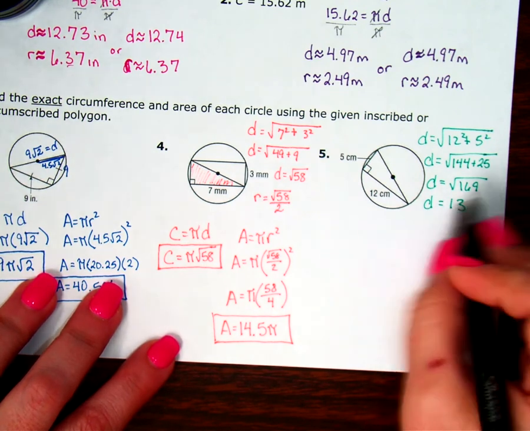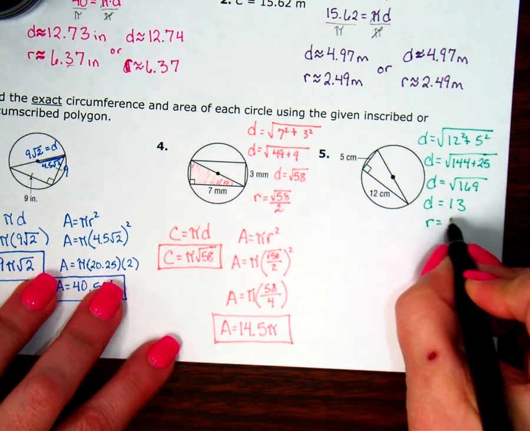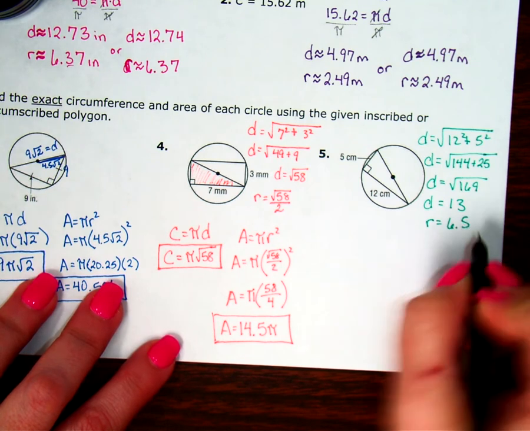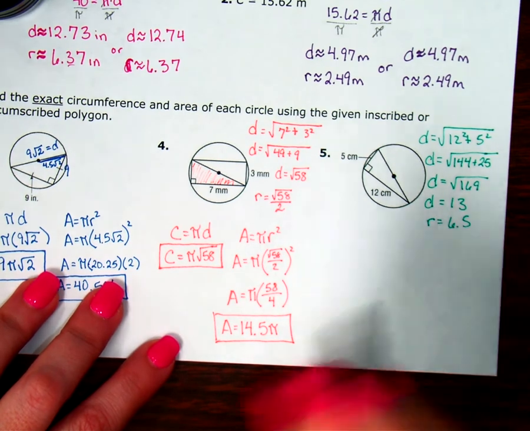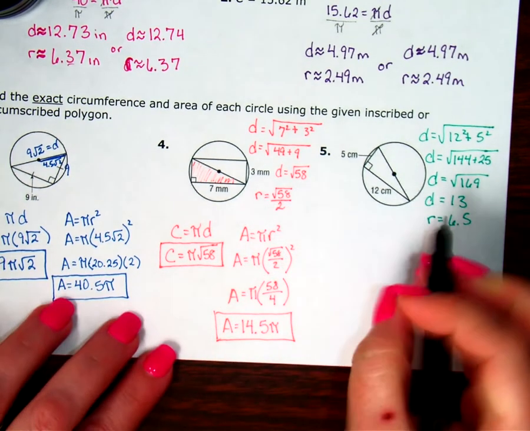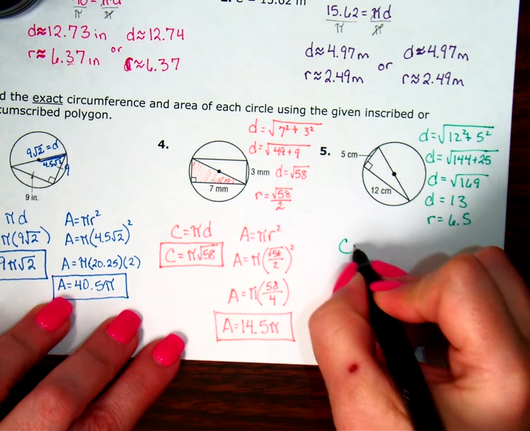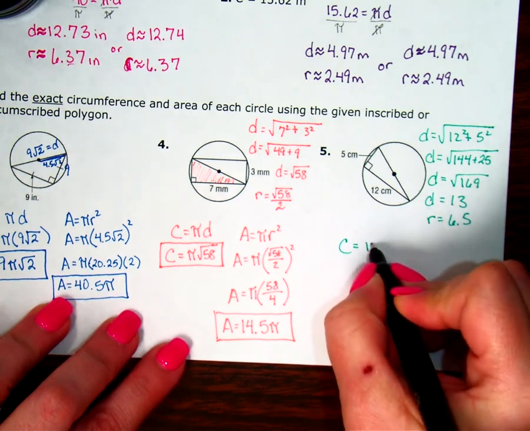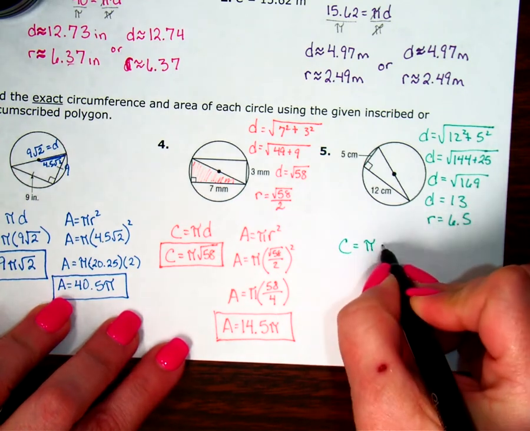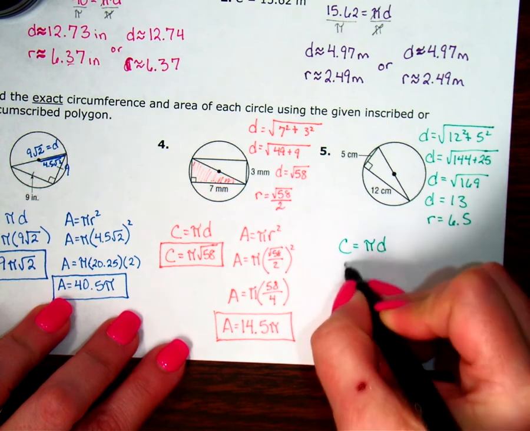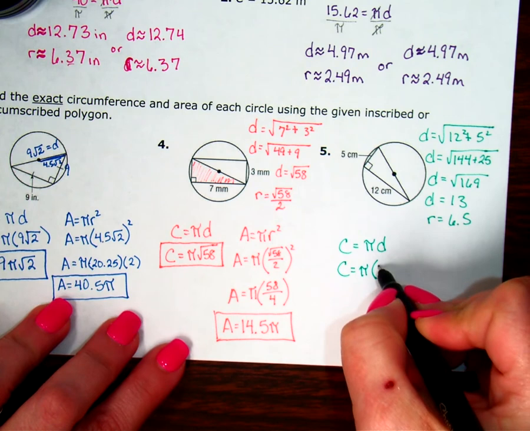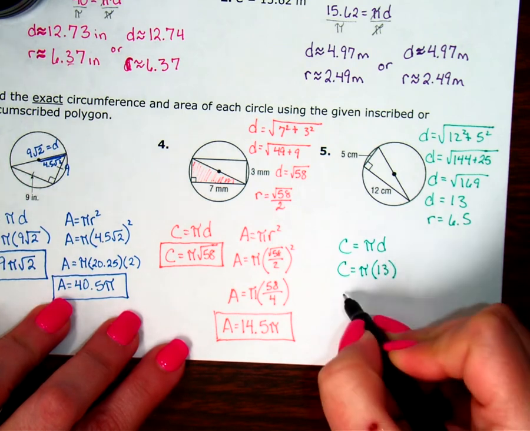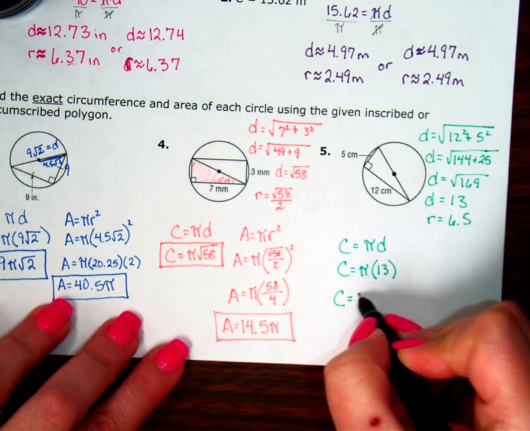My radius is going to be half of that, 6.5. So this one is the nicest of these 3 to do. Really, it's just this one in the middle that's kind of ugly. All right, so my circumference, I'm going to use pi d, since I already have my diameter is 13. Circumference equals pi times my diameter. Numbers always move to the front, so my circumference equals 13 pi.